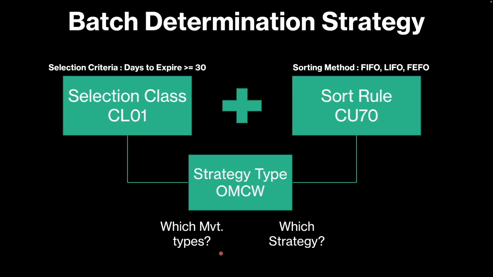Let's say that there are two materials, one is being issued on first in first out and another one is being issued on last in first out. So for these two materials, the system has to automatically understand and apply the appropriate strategy. So these two things we need to configure in the system. That is, for which movement types this batch determination has to happen and what strategy is to be applied for this batch determination to happen.